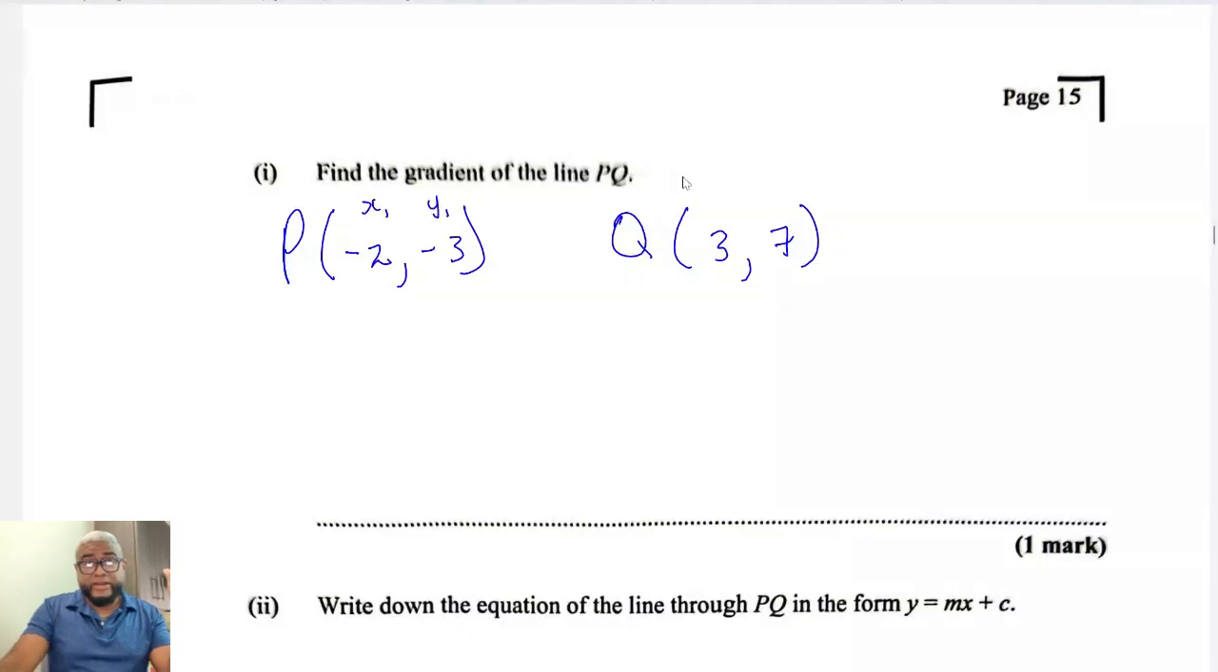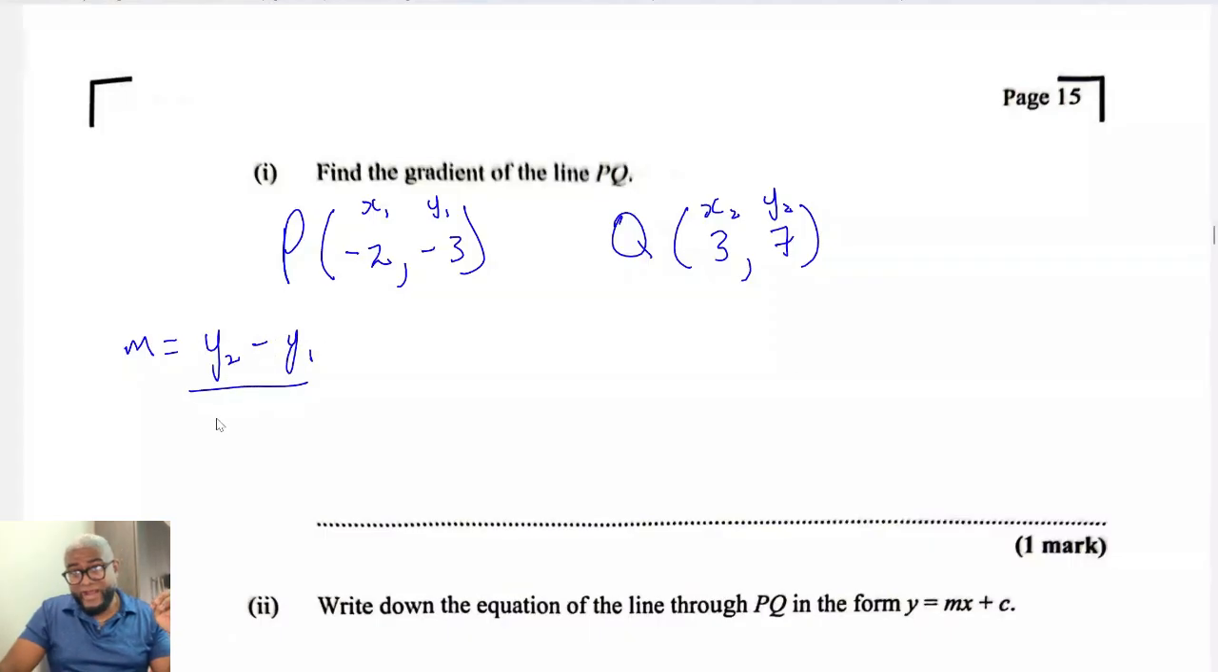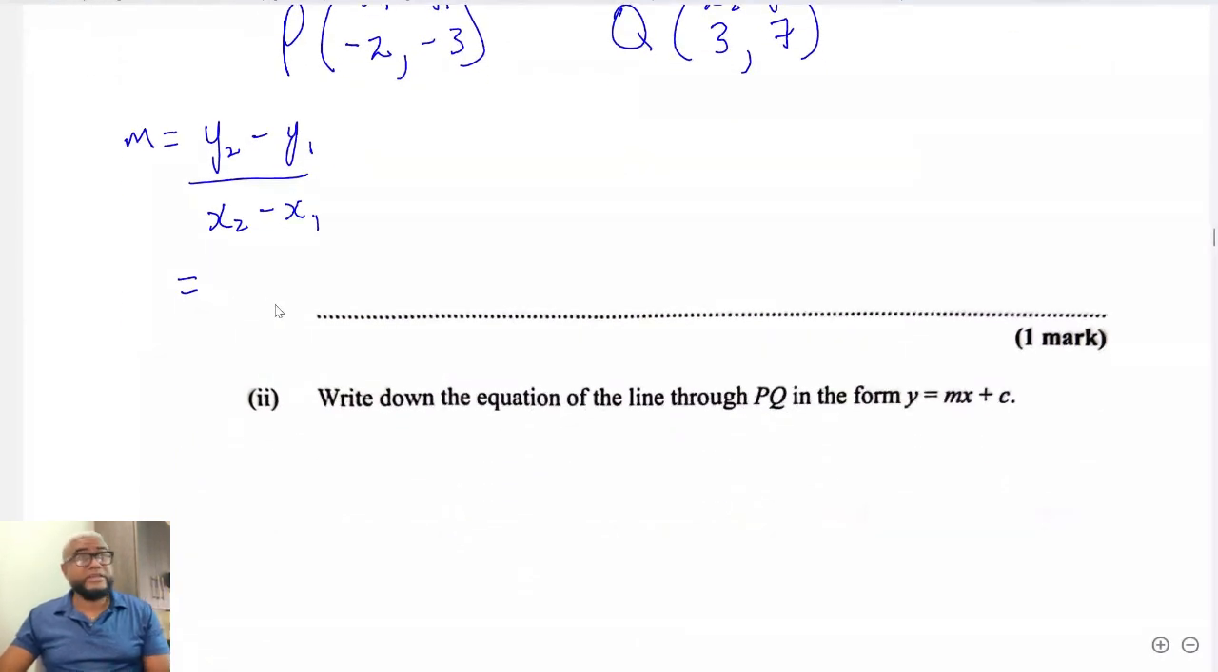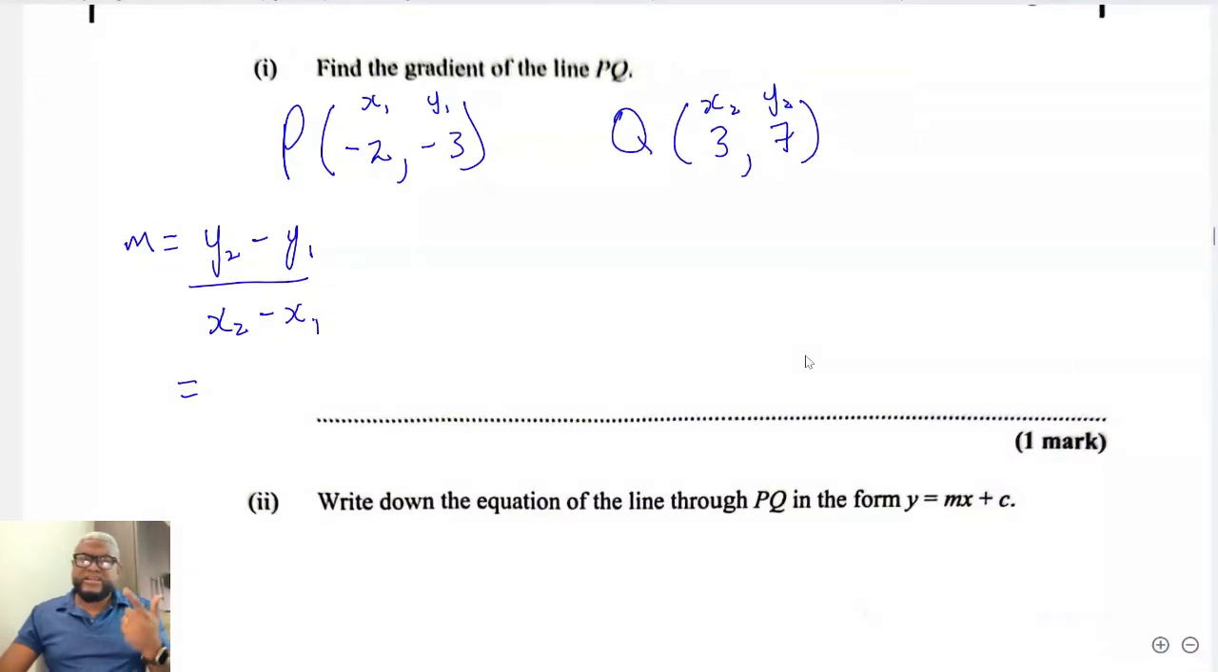X1, Y1, X2, Y2. Everybody good there? Belt out my formula for the gradient of a line, please, somebody. Y2 minus Y1 over X2 minus X1. Everybody good there? I love it. But it's just 1 mark though. Just 1 mark.